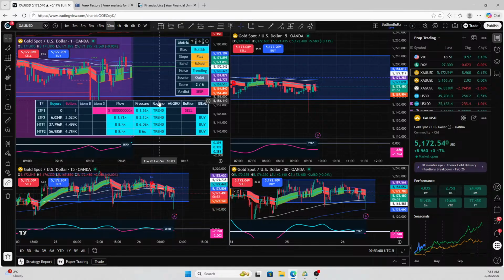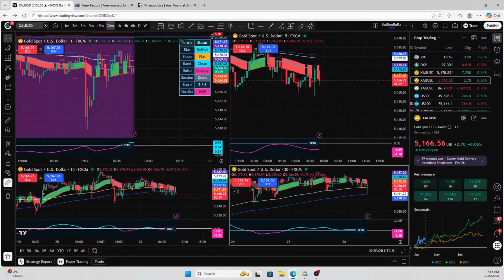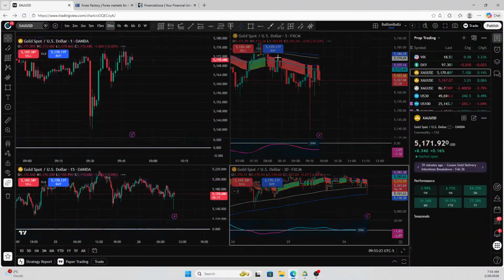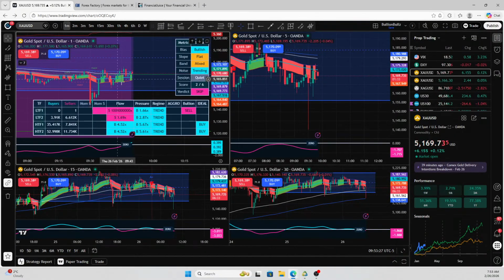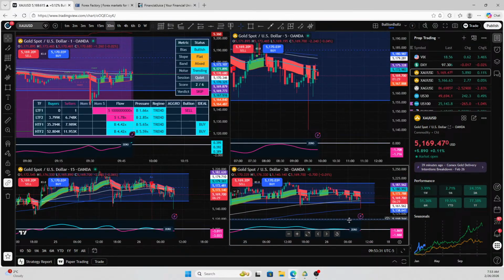You can already see the volatility in the market as well. Let me see if this number is the same. Yeah, it's pretty much the same. However, the price action is choppy. There is no move in the market right now.